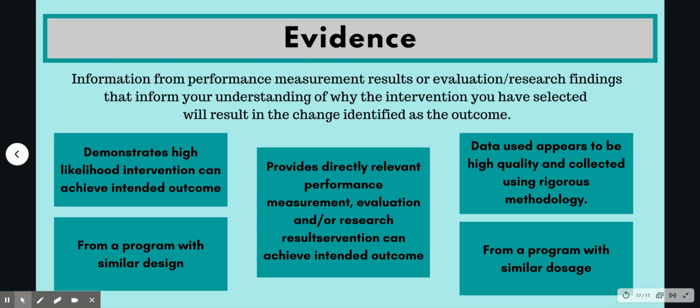So, a few indicators of high quality evidence. First, it demonstrates high likelihood that the intervention can achieve the intended outcome. It's from a program with a similar design, provides directly relevant performance measurement, evaluation, or research results, and it appears to be high quality and used rigorous methodology. And then also, it is from a program that not only has a similar design, but a similar dosage.